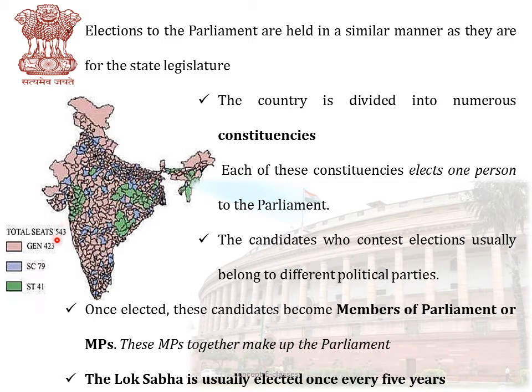So, in the country, we have about 543 constituencies. Therefore, we have a total of 543 seats in the parliament. Now, the candidates who contest these elections usually belong to different political parties, because each of these constituencies has different political parties. Hence, all these 543 candidates come from different political parties. Once these candidates are elected, they become the Members of Parliament, or MPs, and these MPs together make up the parliament. The Lok Sabha is usually elected once every 5 years.